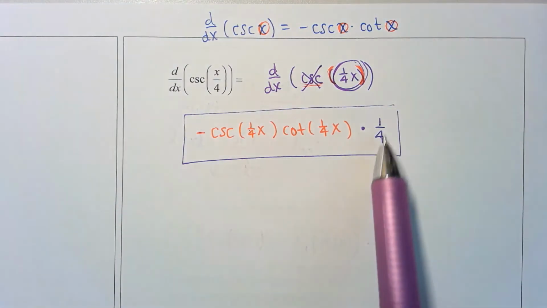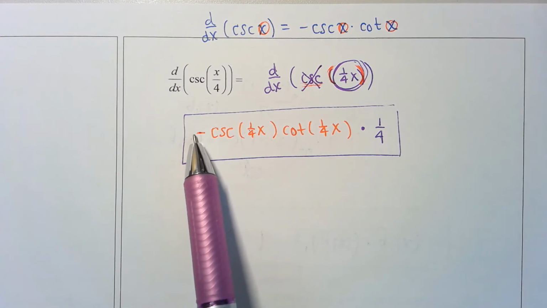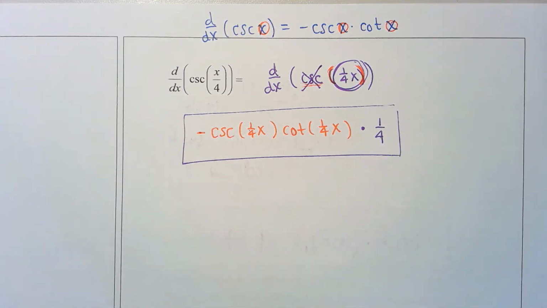Certainly we could rearrange that. I would probably put my negative and my 1/4 together all the way out in front, just so I don't lose anything. All right, good. Let's take a look at this one here.